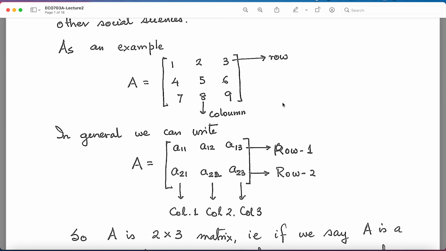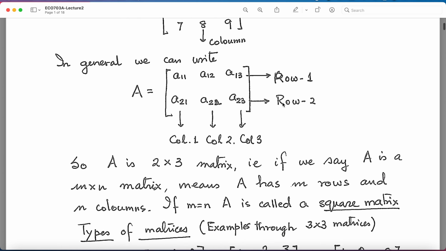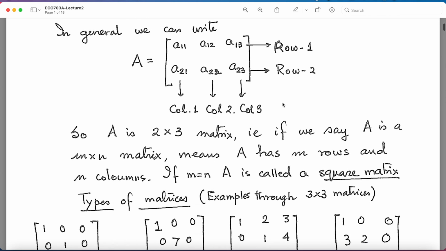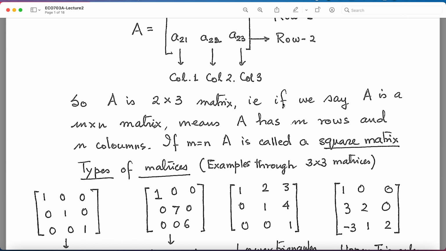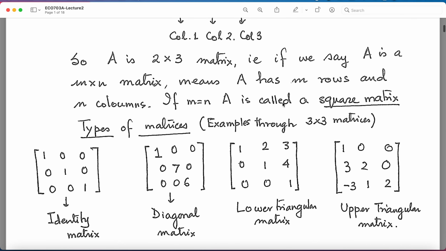So, here is a matrix which has 2 rows and 3 columns. So we call it a 2 into 3 matrix. If there are m rows and n columns, we will call it an m cross n matrix. If m is equal to n, we will call it a square matrix, because it will now look like a square, not a rectangle. Let us give some examples of important square matrices.